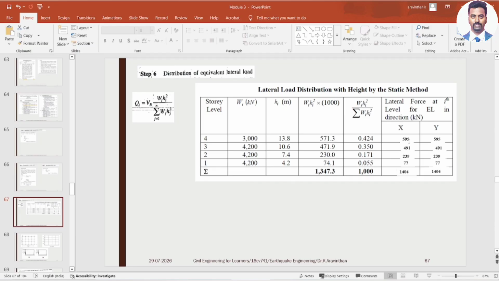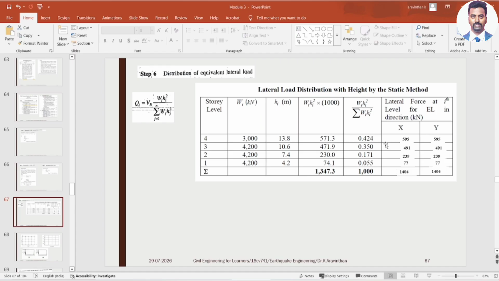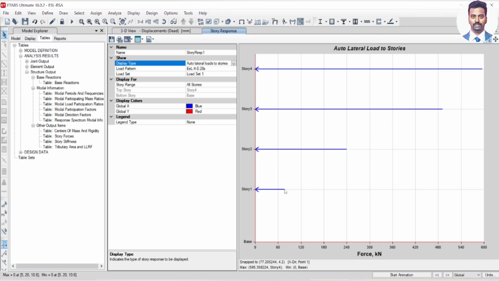So this is 595. Next value is 491. At the bottom you can see, I am placing the cursor, 491. Next value is 329, nearly 239, nearly 240, 239, and the last one is 77. Here you can see 77. All the values we got in ETABS. So this is the way you can do equivalent static analysis in ETABS.